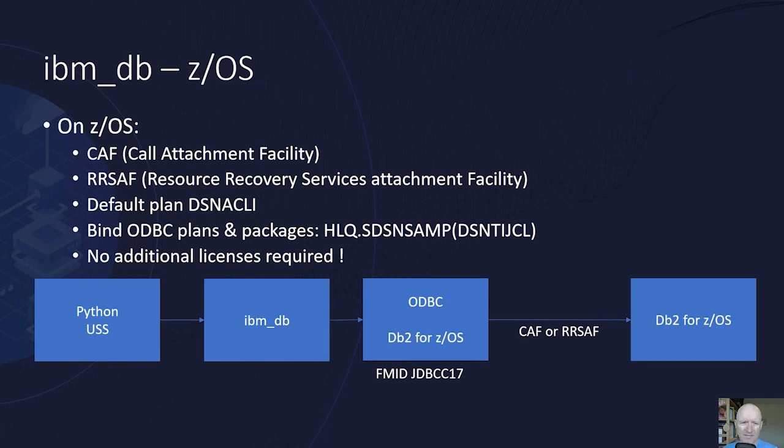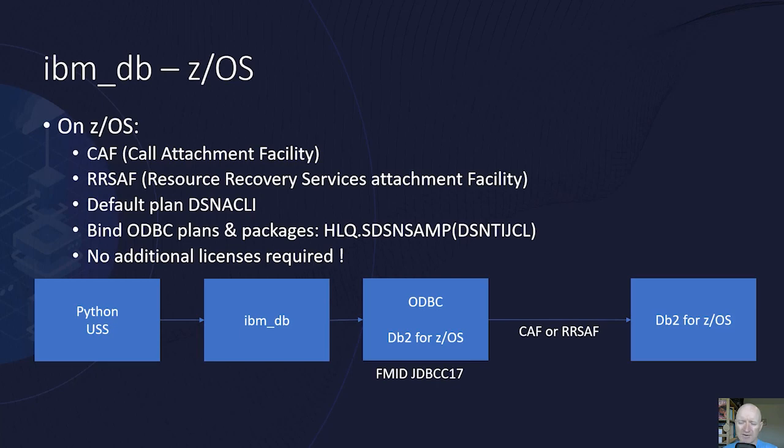If we look at now wanting to install ibm_db on z/OS, this is quite new, it was quite recently enhanced in early 2021. The architecture is somewhat similar. You would be running Python under Unix System Services. Again, you would be connecting to DB2 through the ibm_db, and again it goes through ODBC.